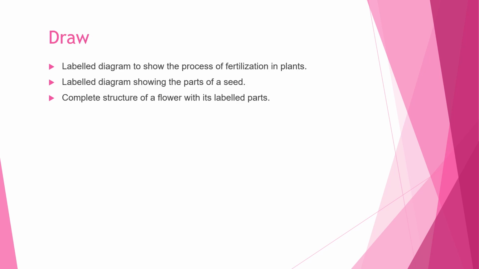Now drawing, as I have told earlier also, they can give you the label diagram, they can mention the parts, and they can ask you for the parts' functions also. They can tell you to do the picture study also. They can give you pointing, ask you to write the labeled parts, or ask you to draw. If they are giving you to draw, they can ask for a labeled diagram showing the process of fertilization in plants, parts of a seed, or the structure of a flower with its labeled parts. So all are important, right? Just go through them, and practice the labeled diagrams with each part, noting their functions properly.